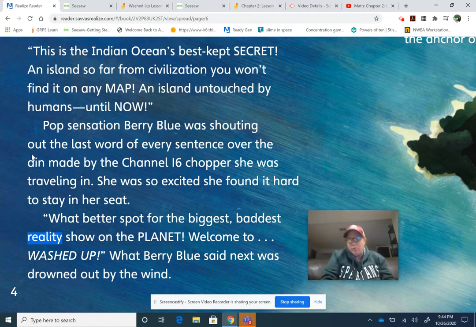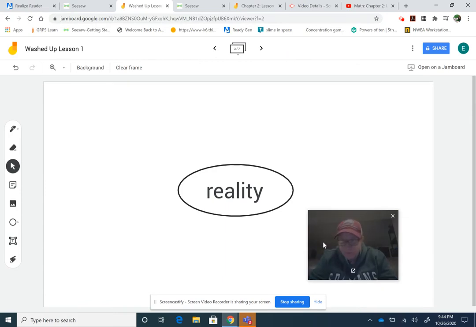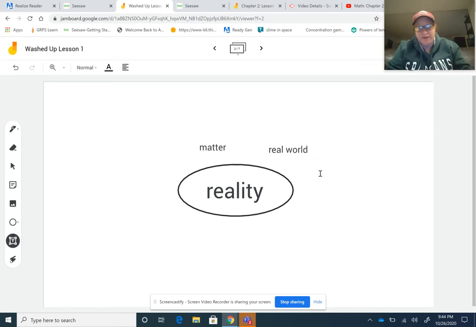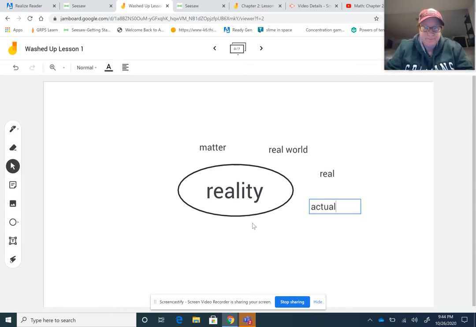Okay, so reality. What does reality mean? What better spot for the biggest, baddest reality show on the planet? So, reality. Let me move myself back up here. Reality. It means matter. It can also mean real world and real. What else can it mean? It can mean actual and certain. Whoops, that's not how you spell certain.